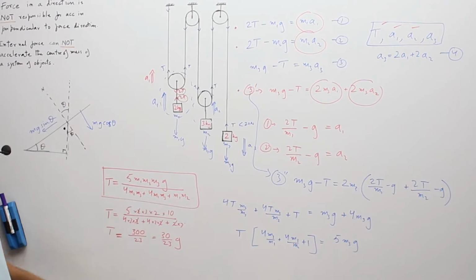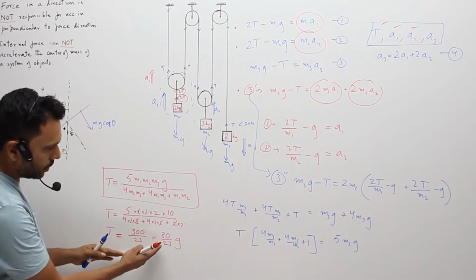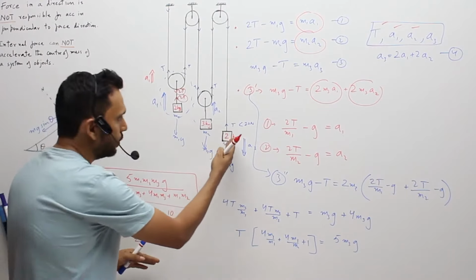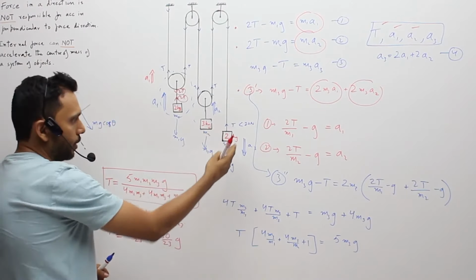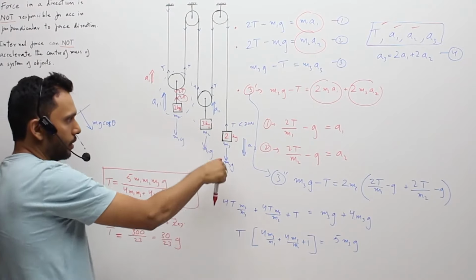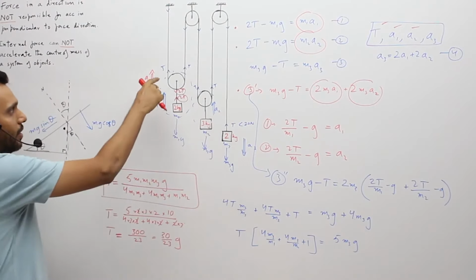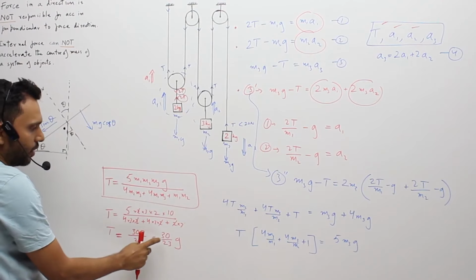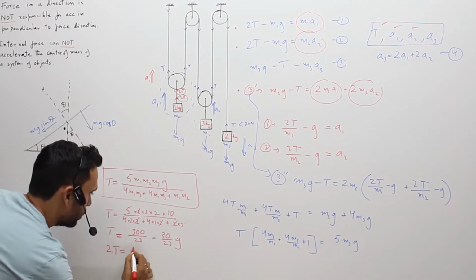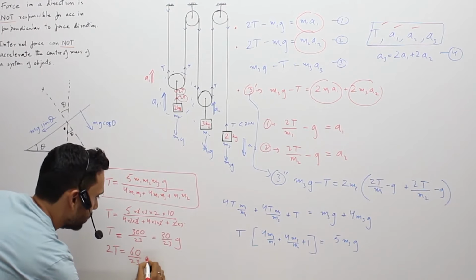Now twice the tension. First of all, is this tension less than 2g? Is this less than 2g? Yes, it is less than 2g. Hence, m3g is going down, tension is less. Is this tension twice of this tension? What is 2T over here? 2T is 60 by 23 g.